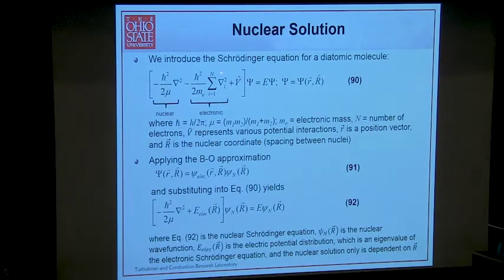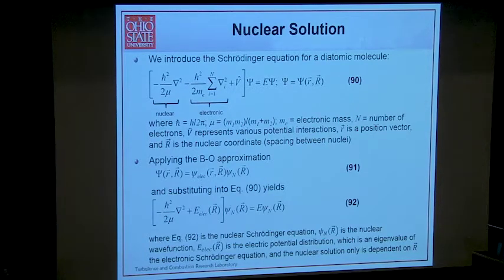Now we've replaced this kind of generic potential interaction with the electric potential distribution, and that's an eigenvalue of the electronic Schrodinger equation. Again, we have to keep the connection between the two solutions. And now our nuclear solution is only dependent on R. It's dependent only on the separation and not on its position. So keep in mind up here, this E was the total energy of the system, the internal plus the electronic. So this has translation, rotational, vibration, and electronic energy in there, and we keep it in here.